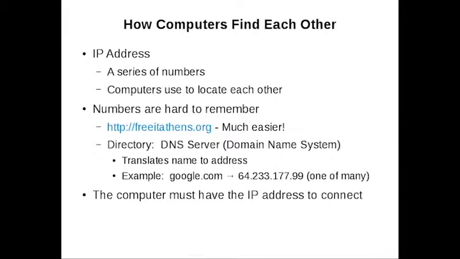And because numbers are hard to remember, on top of that you now have these names that are easier for humans to remember, like freeitathens.org. And you have computers out on the internet that are DNS servers, domain name system servers, and what they do is they translate a name to an address. So if you type freeitathens.org into your computer's URL browser, the first thing it does is it goes off to another computer and says, hey, someone wants this thing called freeitathens.org, give me the IP address. And that remote computer sends back the IP address and says, oh, it's over here. And then your computer's actually going to the IP address, but it's just leaving the name there so it's easy for you to understand.